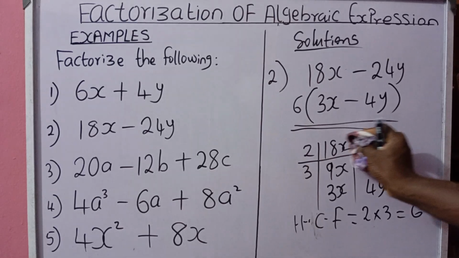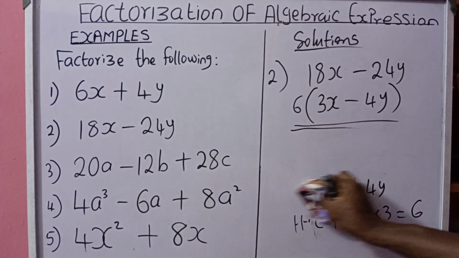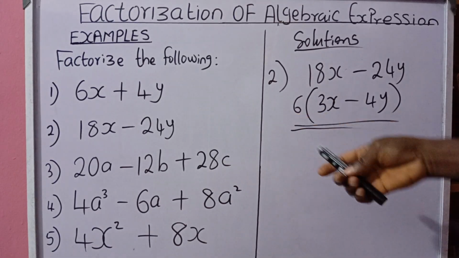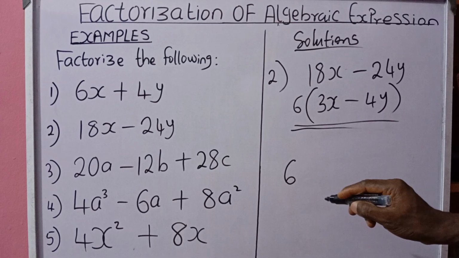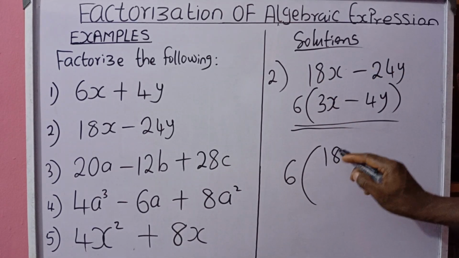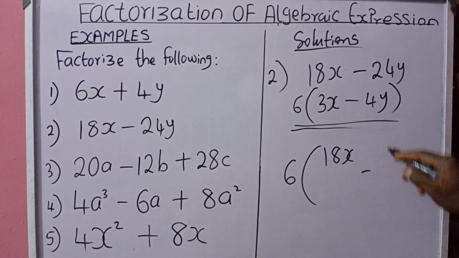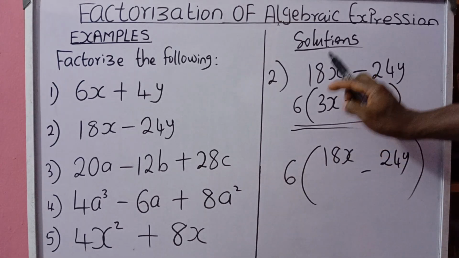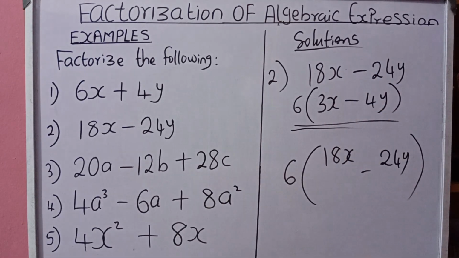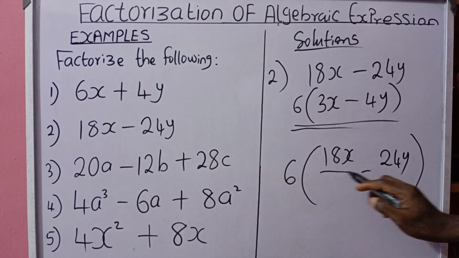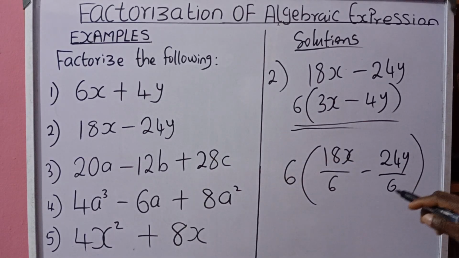Or better still, you can do it this way further. You can still approach it in this format. After getting the HCF as 6, you write it, open your bracket, write the same expression you have here, which is 18x minus 24y. Then, if you don't want to follow the approach of writing the last point of the terms you have there, you divide each of these by that HCF, and that is 6. Divide each of them by the HCF.